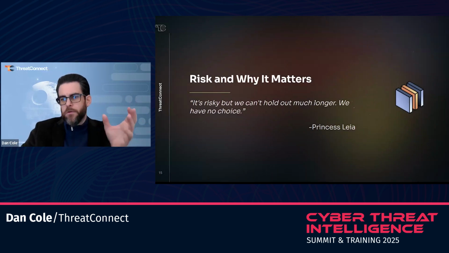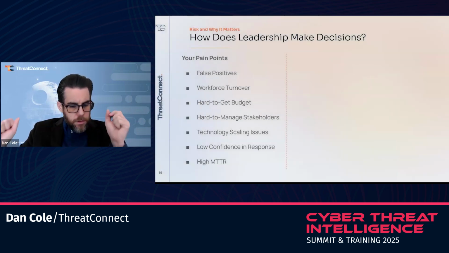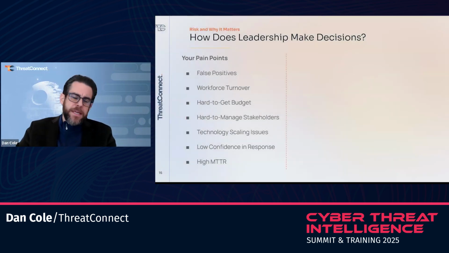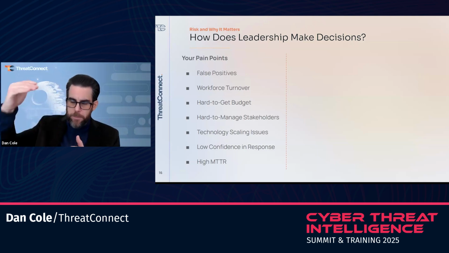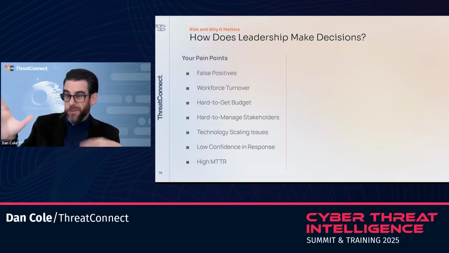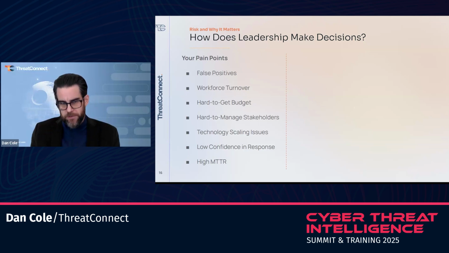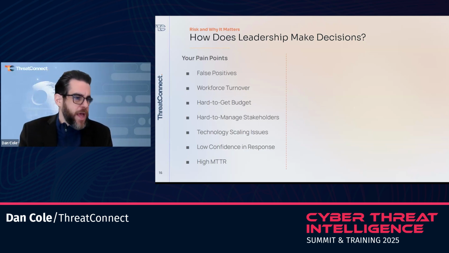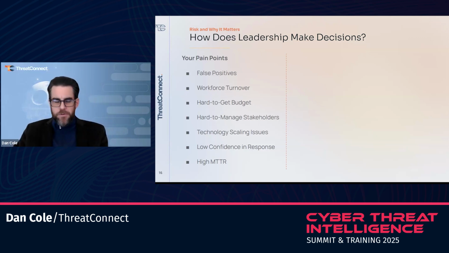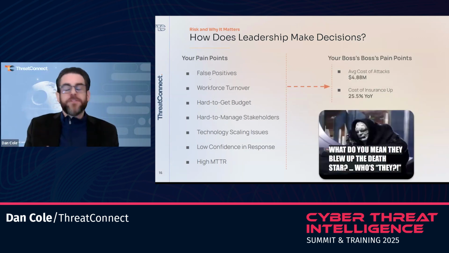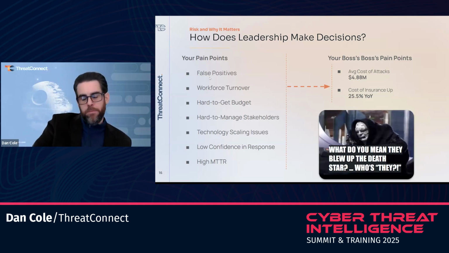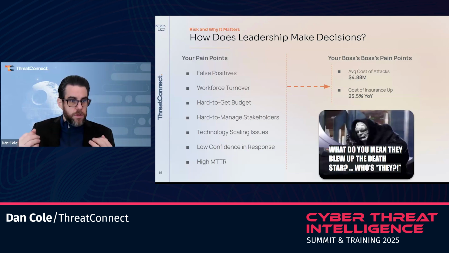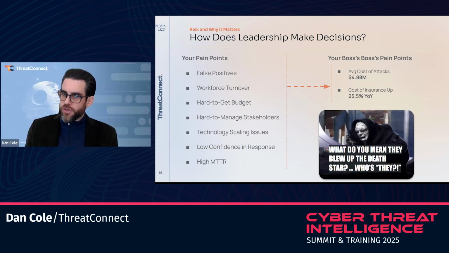And now I want to talk about risk. So when you think about risk, you need to think about how leadership, and I mean VPs, CISOs, boards, the ones who write the checks for you guys, how do they make decisions? So day to day, you're going to struggle with things like false positives, technology scaling, mean time to respond. What this translates to, like what are your boss's pain points? It's money. These turn into costs. When an attack comes, these turn into cyber insurance rates.